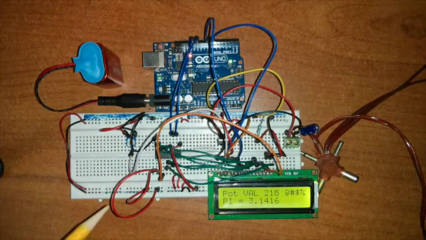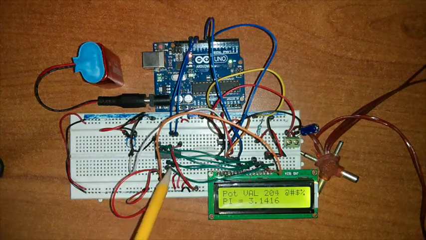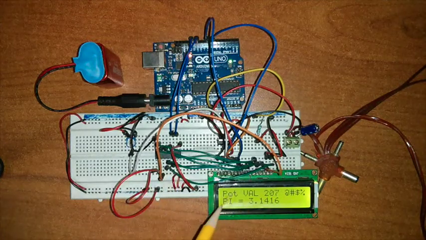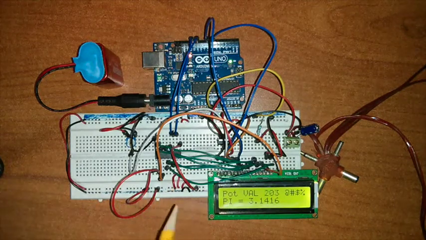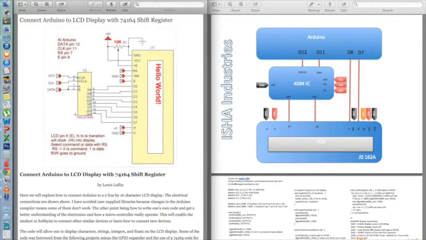On the internet we have options of using this IC in a 4-bit mode, and that's a bit slower. So instead I have used it in 8-bit. How I arrived at this setup: I happened to see the website of Louis Lofin, and he has greatly explained how we can use the IC 74164, and this is the schematic from his website by Louis Lofin. Based on this analogy, I used a different IC, that is 4094.